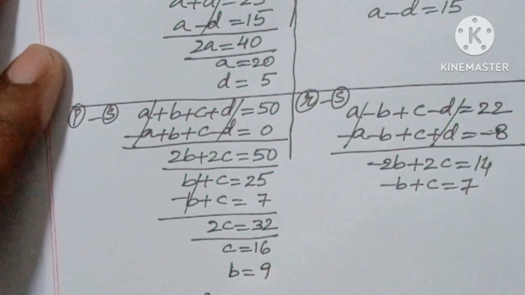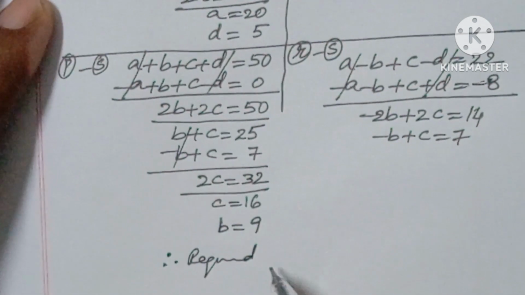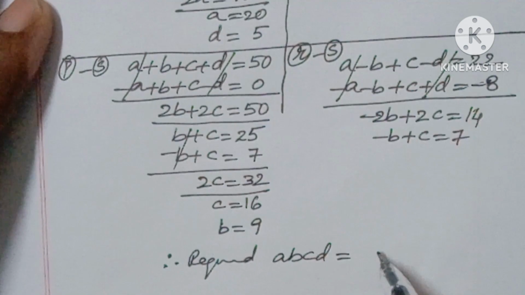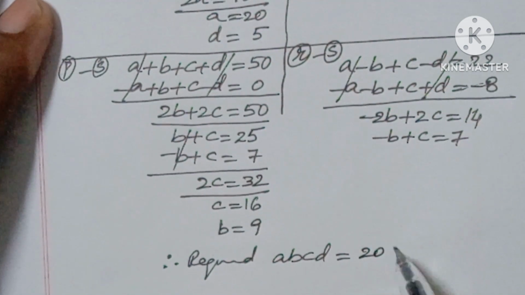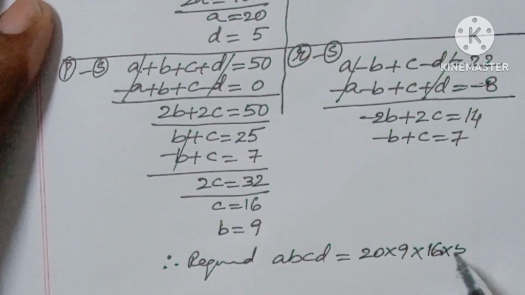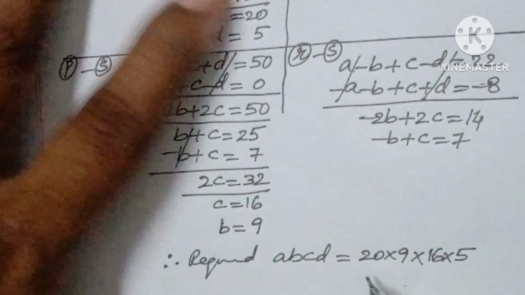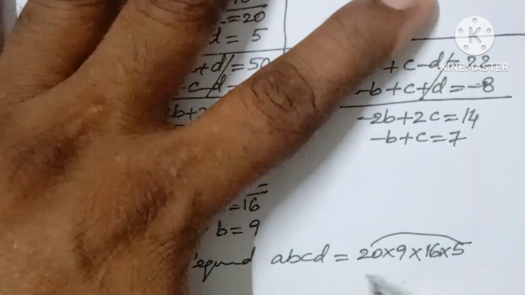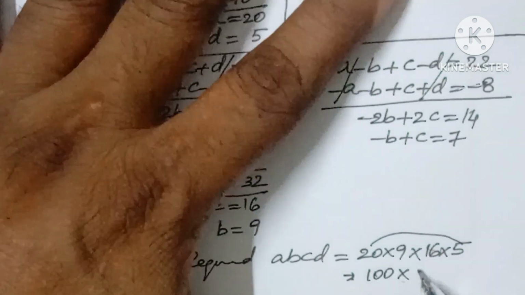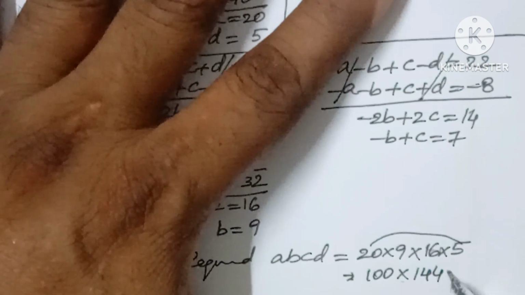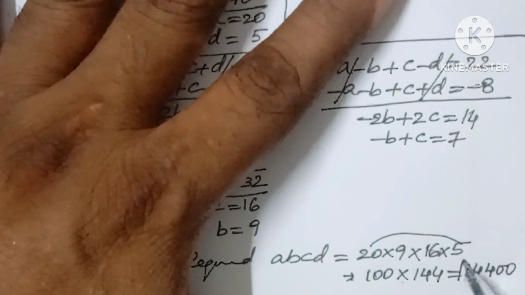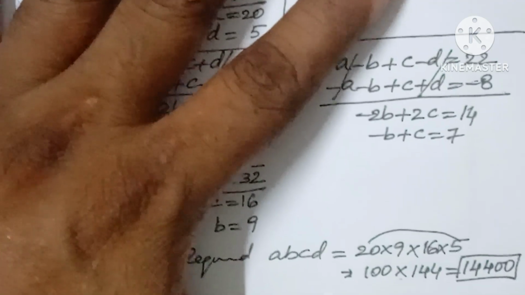Therefore, what is required? Required a, b, c, d. So here 20 into 9 into 16 into 5. So here 20 into 5, 100, into 16 nines are 144. So 14,400. I hope you understood the video.